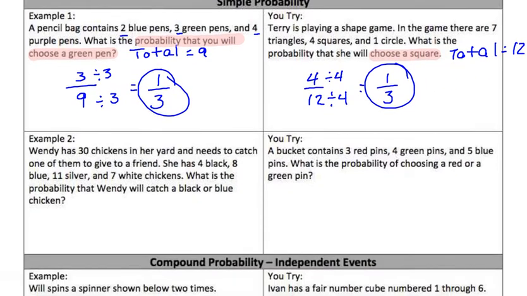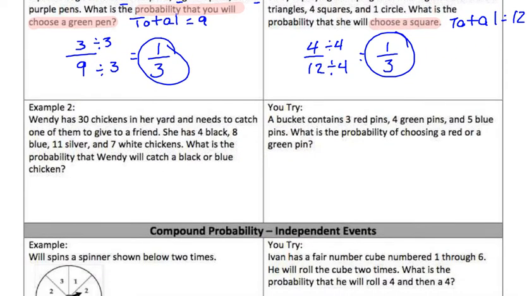Let's do another simple probability problem. Wendy has 30 chickens in her yard and needs to catch one of them to give to a friend. She has 4 black, 8 blue, 11 silver, and 7 white chickens. What is the probability that Wendy will catch a blue or a black chicken? First thing, we need to know the total, which is 30. And I want blue or black. I don't care if they're blue, I don't care if they're black, but I need to know that total probability.